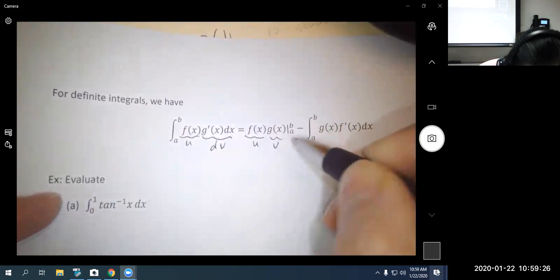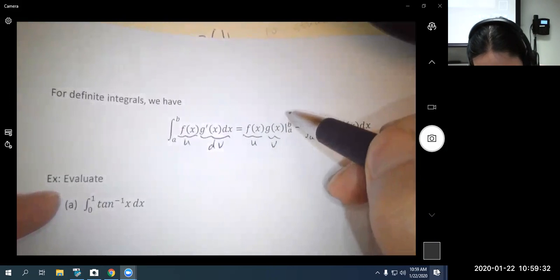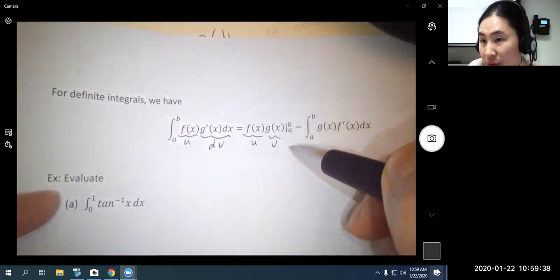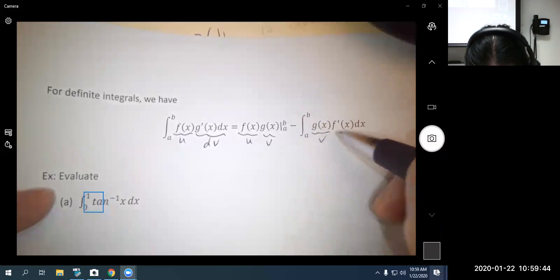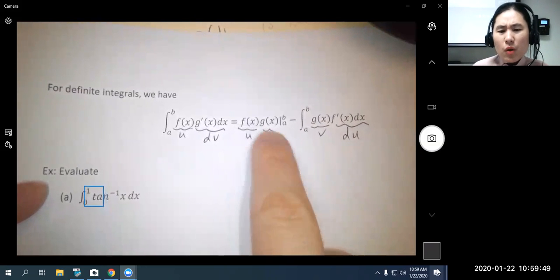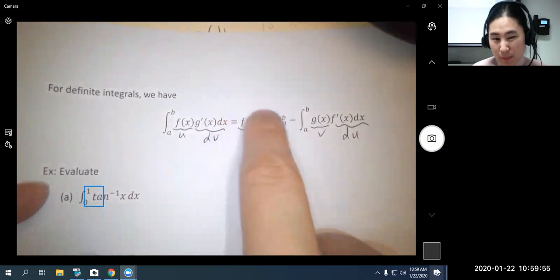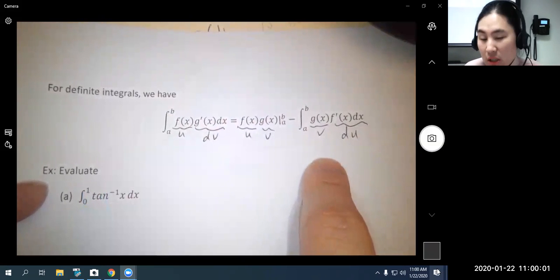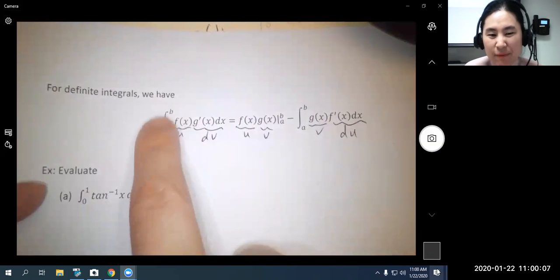u times v. However, because it's a definite integral, once we have u times v, we have to evaluate this product u times v from a to b by the evaluation theorem. And then minus the definite integral of v times du. Same formula, but make sure we do it as a definite integral. Especially here, don't forget to evaluate this part. Make sure that your result for a definite integral must be a constant. It's not a function or a family of functions. It must be some specific number eventually.